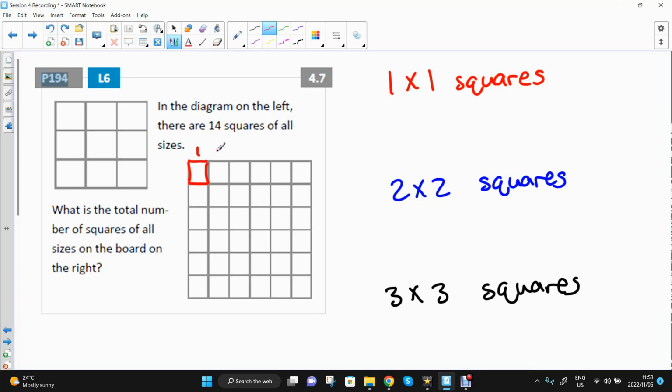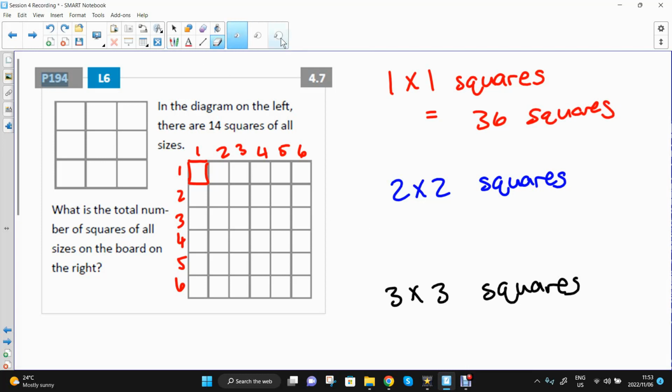Now, if you want a quick way to work it out, you can just see, how many squares do I have horizontally and how many squares do I have vertically. So that's 6 times 6. So that's going to give me 36 squares. So that's the first bit. There's going to be 36 small little 1 by 1 squares.